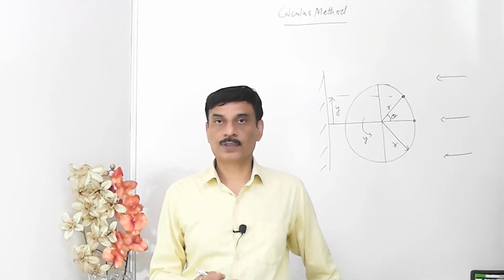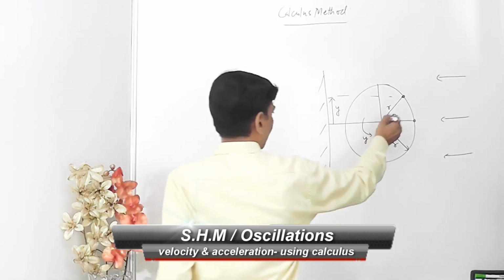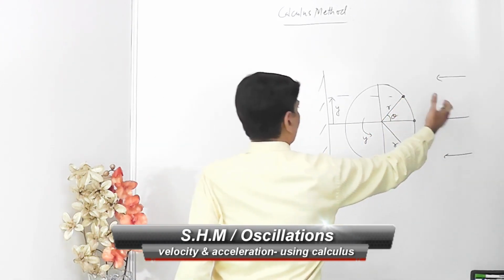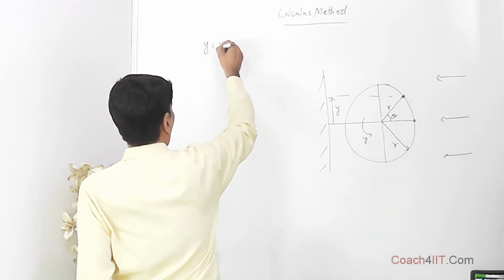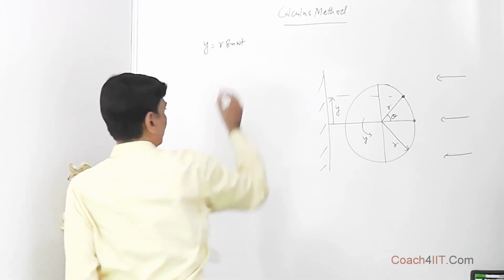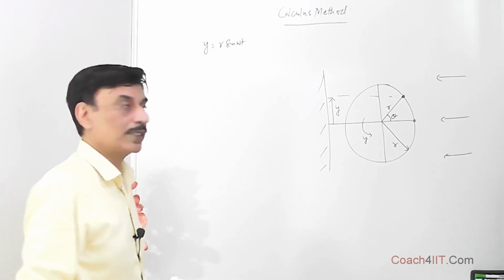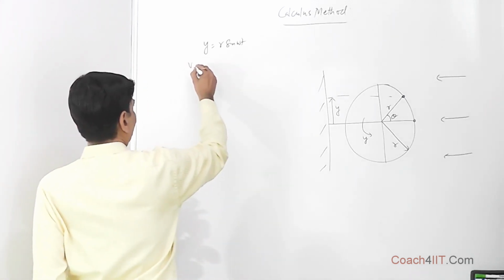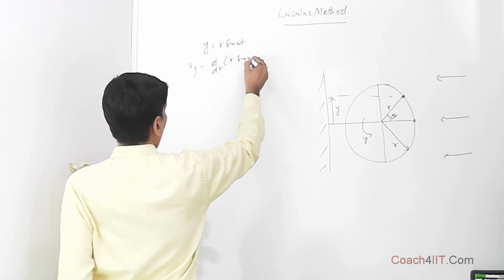These expressions of velocity and acceleration can also be derived using the calculus method. When the body is over here and light is falling from here, we are looking at the projection of this motion onto the screen. So we say y is equal to r sine omega t. Now we have to see how this y is changing, that is dy by dt we are interested in. So velocity along the y-axis is going to be d by dt of r sine omega t.